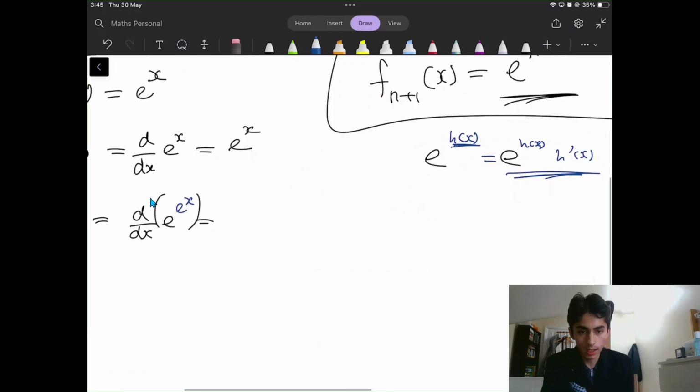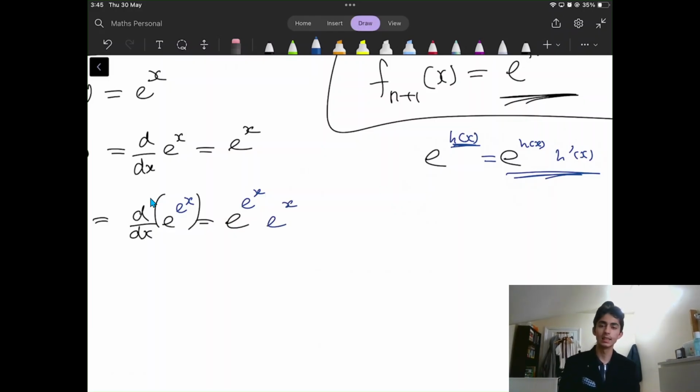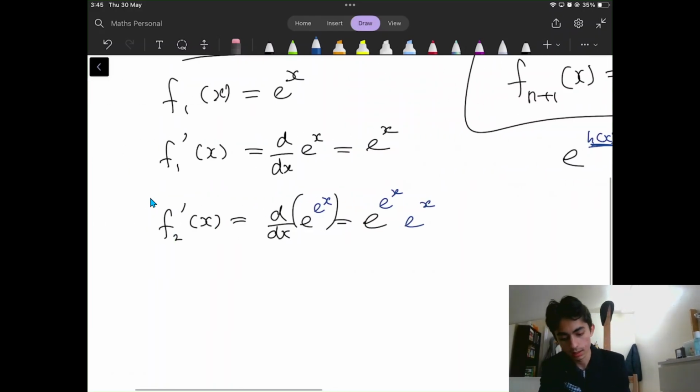So first we have e to the h(x). In this case, h(x) is e to the x. It's equal to e to the h(x), which is e to the e to the x, multiplied by the derivative of h(x). In this case, h(x) is e to the x. The derivative of that is e to the x. That is the derivative of f2(x).